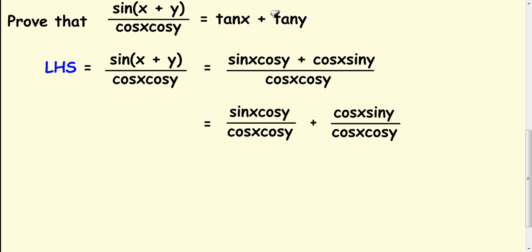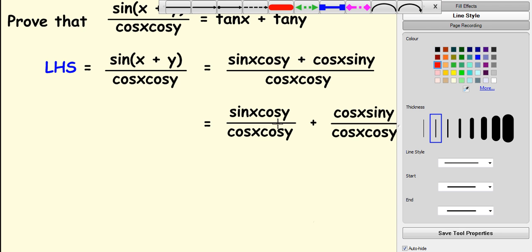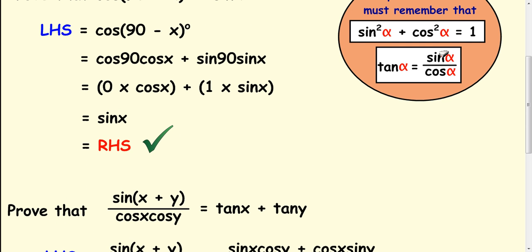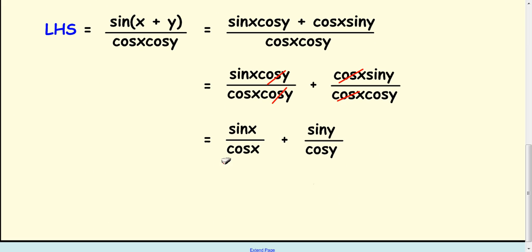Now at this point you should see that you can divide top and bottom by the same thing here. So in this fraction we can divide top and bottom by cos y, and on this side we can divide top and bottom by cos x. So what that does is it leaves us with sine x over cos x, and then sin y over cos y. This is the point where you need to remember that tan alpha is equal to sine over cos. So this is the same as tan x, and this is the same as tan y, which is the same as the right hand side.